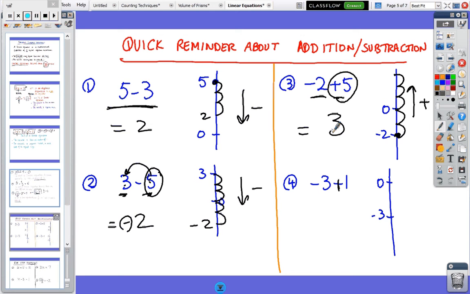But this next one, minus 3 plus 1, I'm only going up 1, so I'm still stuck at a negative number. So there's no rules about negatives and positives making positives or negatives. You've just got to look at how big the numbers are. If the positive number is bigger than the negative number, then you've got a positive answer. But if the positive number is not bigger than the negative number, you'll still end up with a negative. So just be ready for that later on when you have the 1-step and 2-step equations. If you are confused about that, just put your hand up and I'll come and see you.